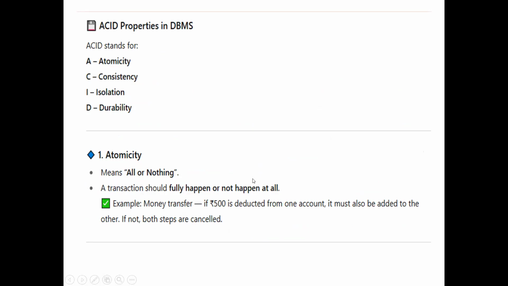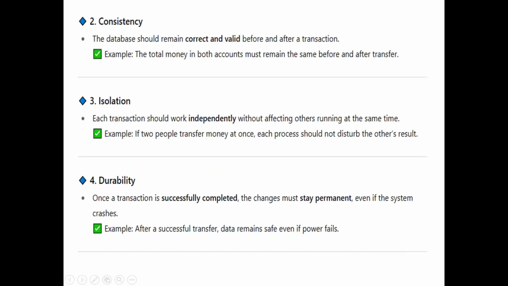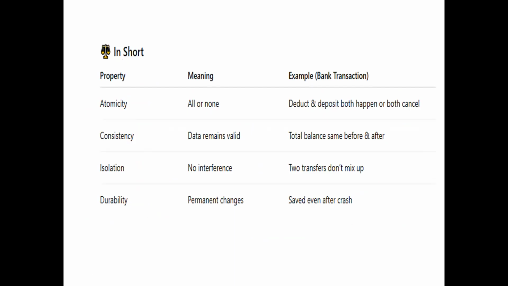So that's what is written. Atomicity means all or nothing: a transaction should fully happen or not happen at all. Consistency means the database should remain correct and valid after the transaction. Isolation means each transaction runs independently without affecting others running at the same time. Durability means once successfully completed, changes must be permanent. In short, atomicity means all or none; for example, debit and deposit both happen in the bank. Consistency means data remains valid; for example, the total balance is the same before and after. Isolation means no interference; two transfers don't mix up. The fourth is durability, meaning permanent changes, saved even after a crash.